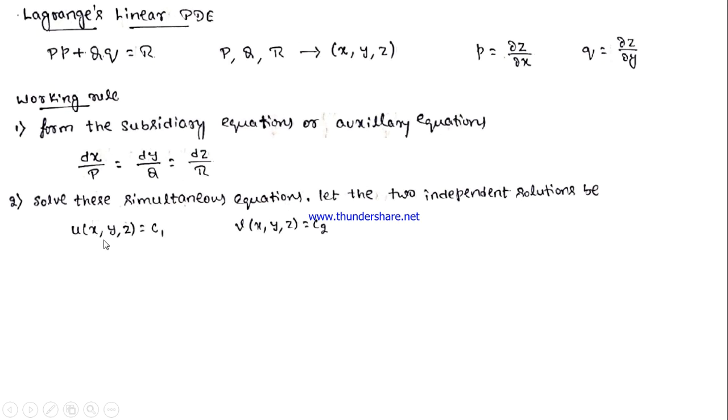That is, if this is the solution obtained from dx by P equal to dy by Q, then the other is the solution obtained by considering either dx by P with dz by R, or dy by Q with dz by R. But don't consider dy by Q equal to dx by P. Once you have considered dx by P equal to dy by Q, that is done. So don't consider the same ratios by swapping the positions to find the value of v. That is what this is saying.